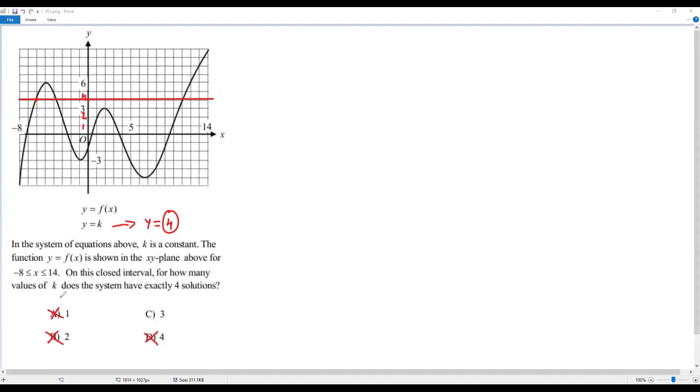Already we got that when k equals 3, we get exactly 4 solutions for the given system. Therefore, the correct answer choice for this question is C.